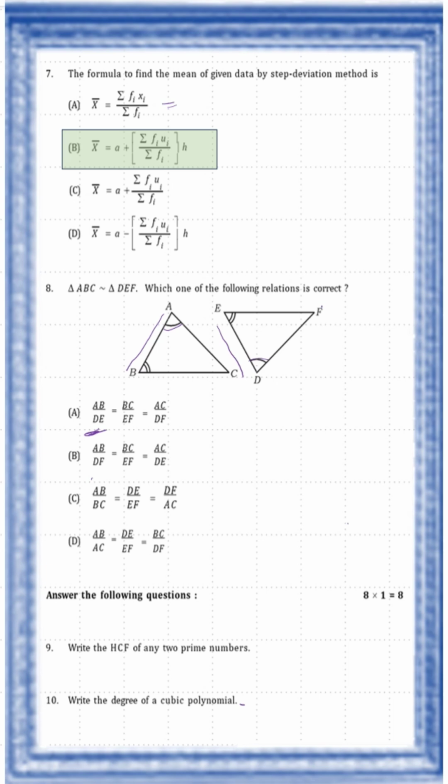But let us check it further. Angle C is equal to angle F, double line angle. BC by EF. So this one is correct. AC by DF. So option A is correct.